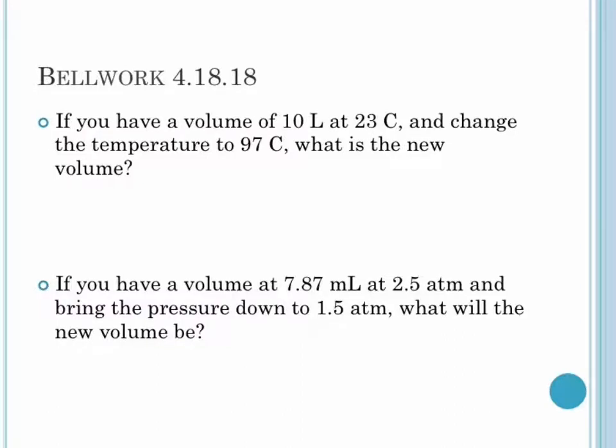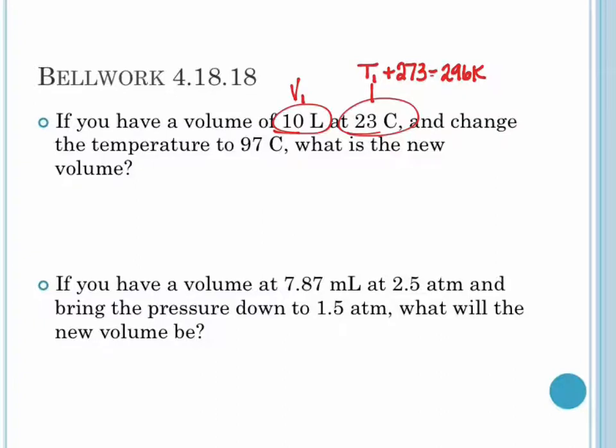So how do we know which one we're going to use? So we have a volume of 10 liters. So I'm just going to call that volume 1. And it's at a temperature of 23 degrees Celsius. So I know that's temperature. But we need to add 273. So that means it's going to be 296.